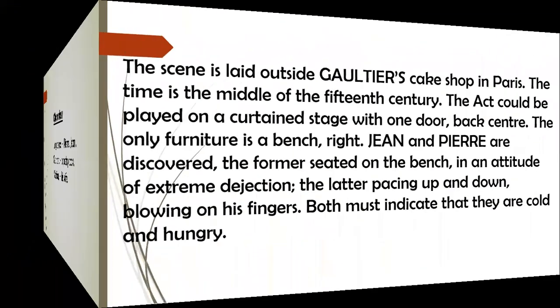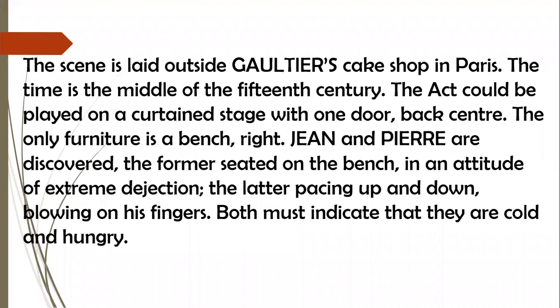So let us see. First, the scene, we'll see what the background is here. The scene is laid outside Gaultier's cake shop in Paris. The time is the middle of the 15th century. The act could be played on a curtained stage with one door, back center. The only furniture is a bench. Jean and Perry are discovered, the former seated on the bench in an attitude of extreme dejection, the latter pacing up and down, blowing on his fingers. Both must indicate that they are cold and hungry.